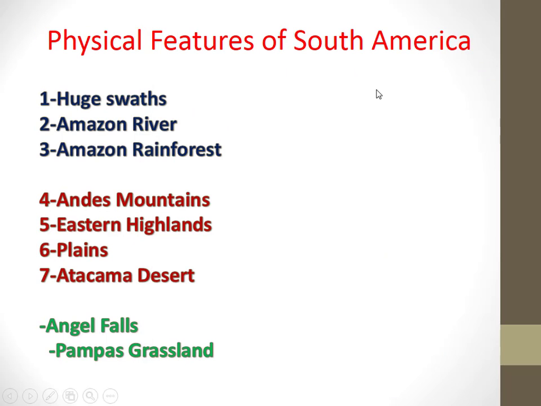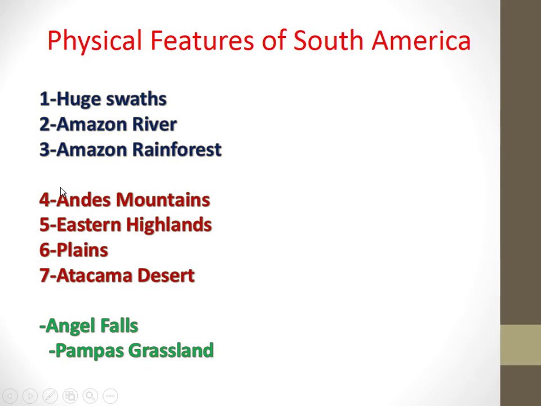Now, physical features of South America. We have huge swaths, and swaths are very large, of green area. It's in the northeast of South America. We talked about the Amazon River before, the largest river in South America, and also we said the Amazon rainforest, the largest rainforest in the world and in South America.